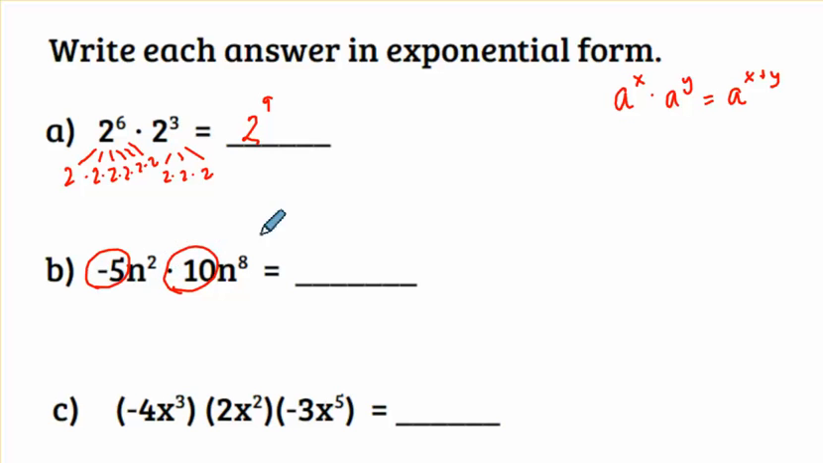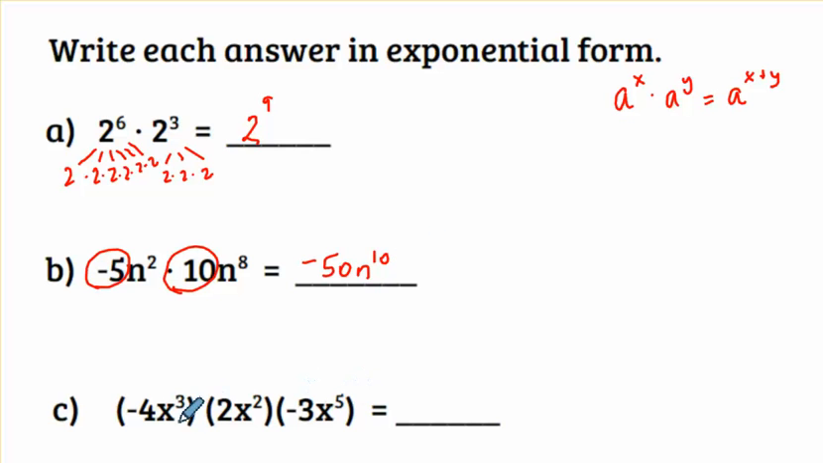-5 times a +10 is -50. Now, n to the 2nd power times n to the 8th power, these are bases of exponents, and we know that our base stays the same, so it's still going to be n, and we add our exponents. So 2 and 8 make 10. So your answer there was -50 n to the 10th.